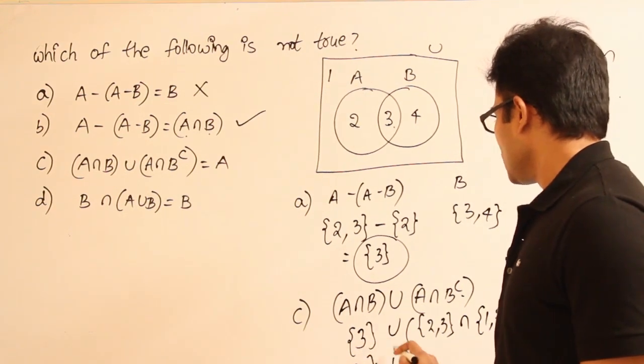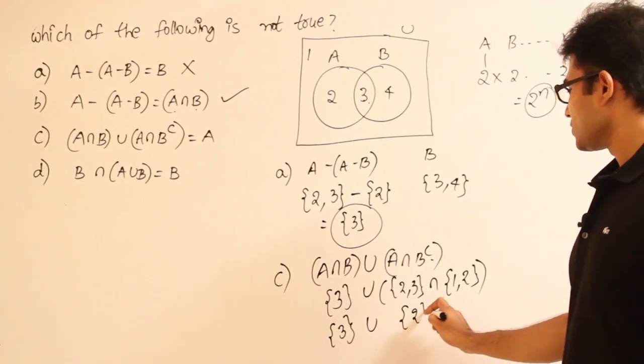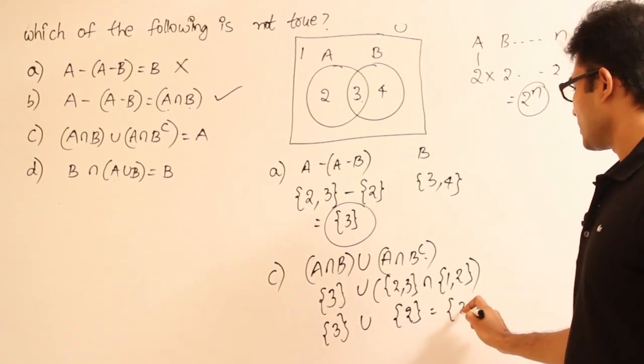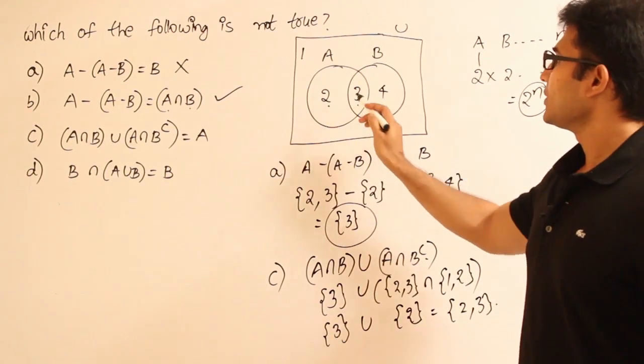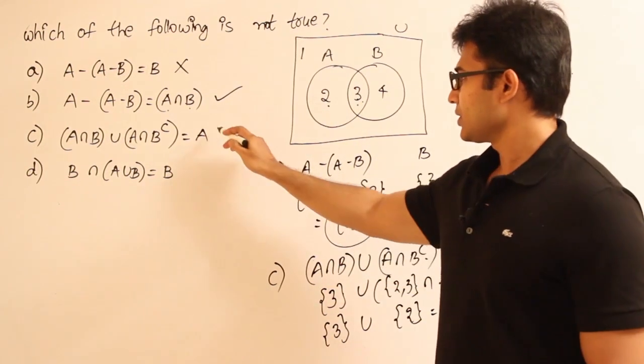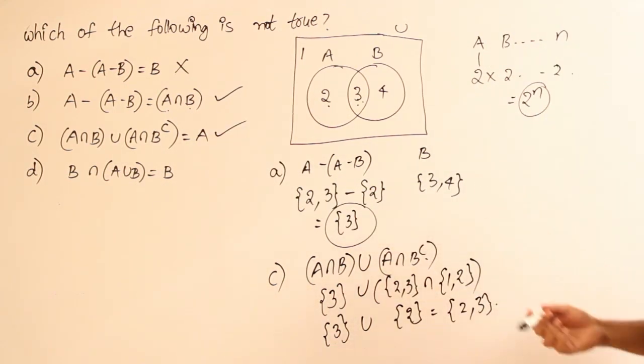3 union. What is the intersection of these two? The intersection of these two is 2. So it is nothing but 2 comma 3. So what is 2 comma 3? 2 comma 3 is A. Therefore it is true, isn't it? Because LHS equals RHS.